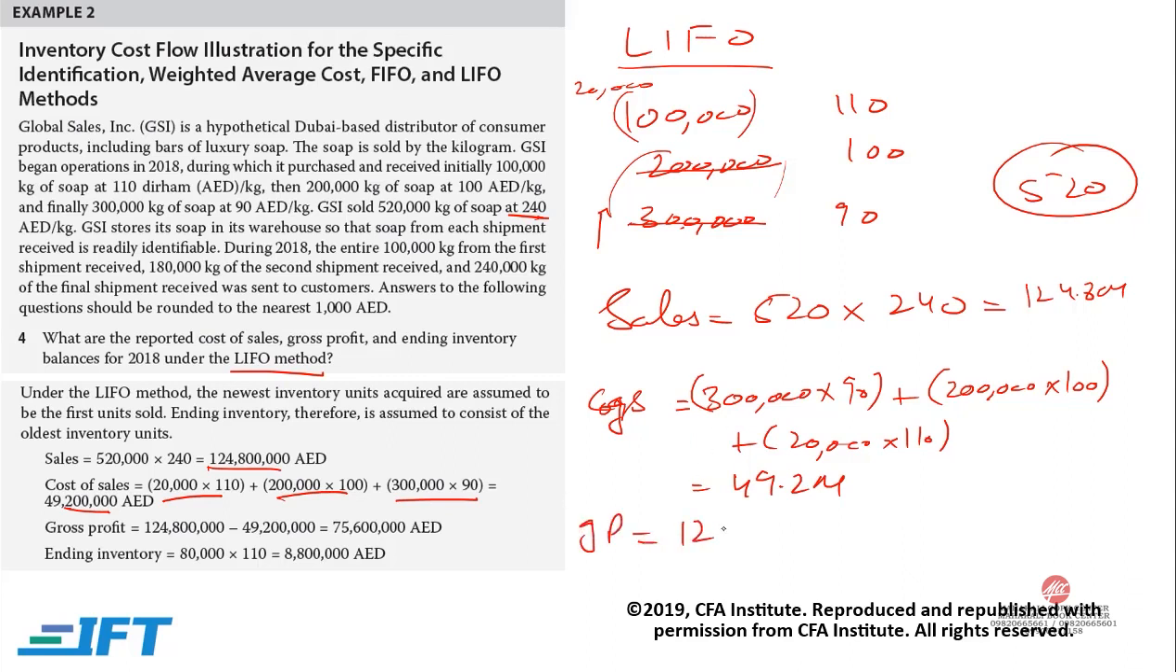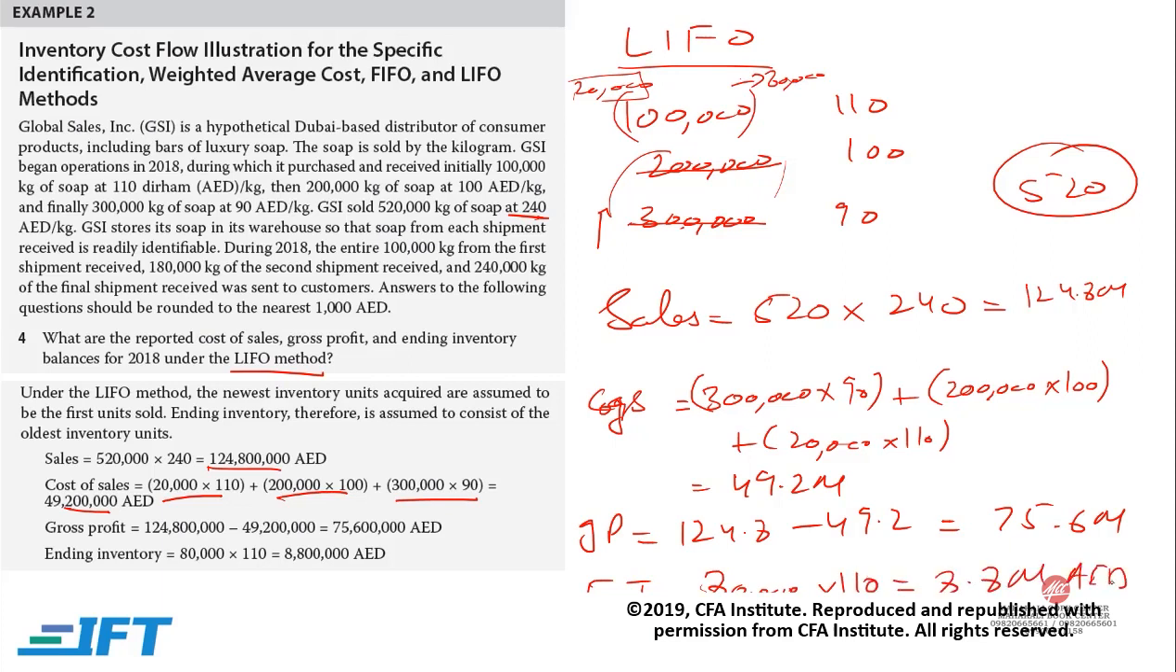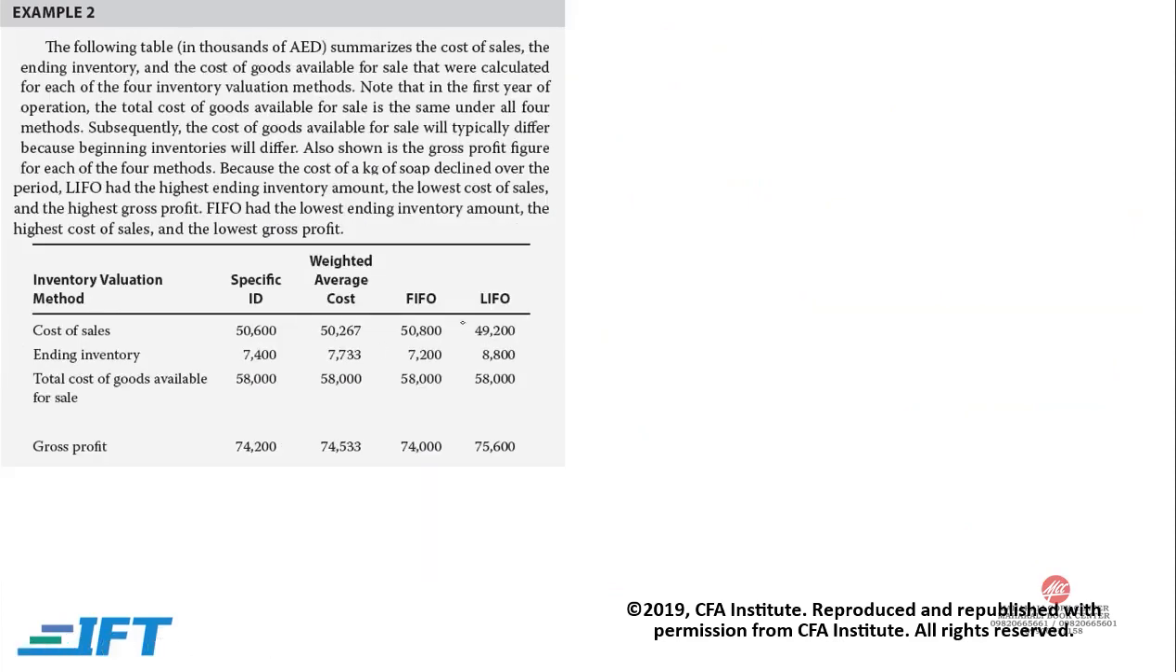Gross profit would be 124.8 minus 49.2, that is 75.6 million. Ending inventory is quite simple. Out of this 100,000, 20,000 has been sold and we are left with 80,000. So ending inventory would be 80,000 multiplied by 110, that is equivalent to 8.8 million dirham. So this is a summary of what we have done.